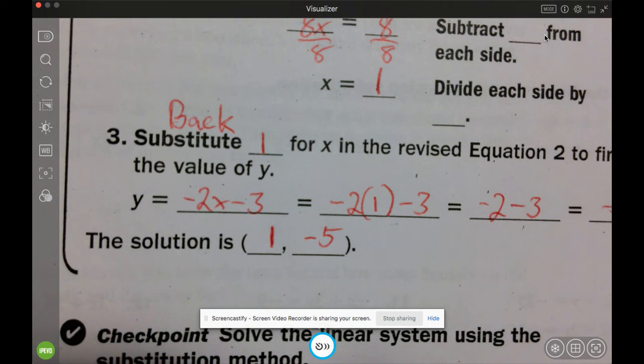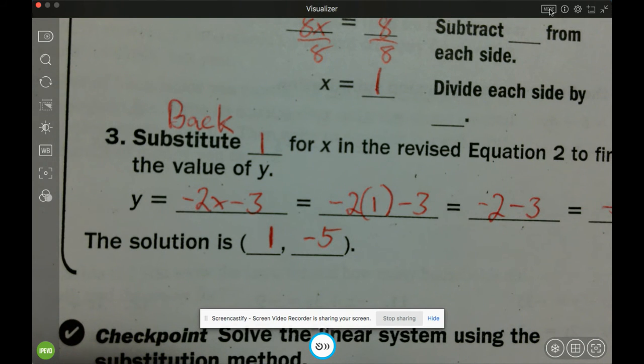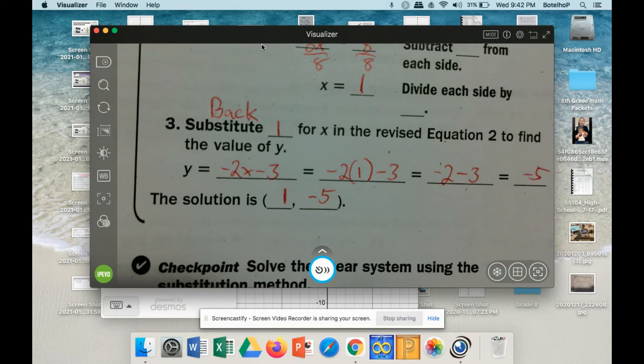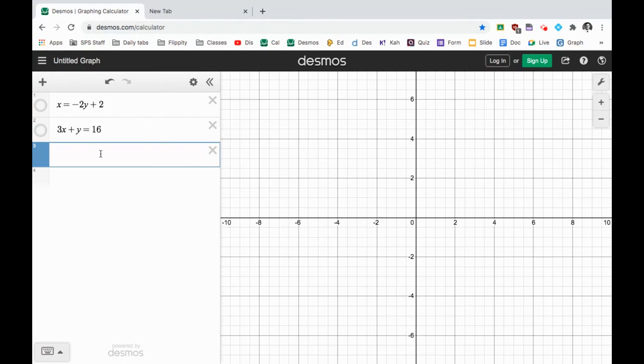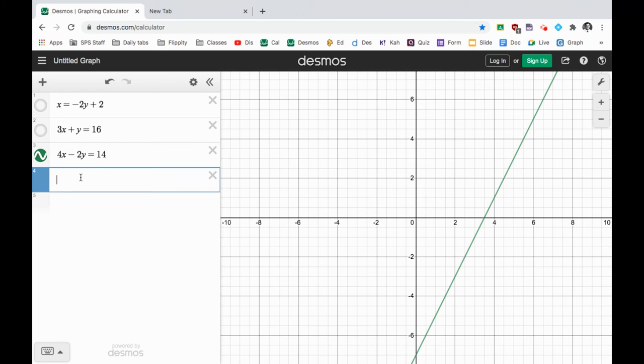I'm going to go to Desmos and hope that it crosses at the coordinate 1, negative 5, and then be good to go here. So I'm going to go back to Desmos, put the two equations in. So it was 4x minus 2y equals 14. Again, Desmos is always good to double check your work with these. Plus y equals negative 3. Again, hoping they cross at 1, negative 5.